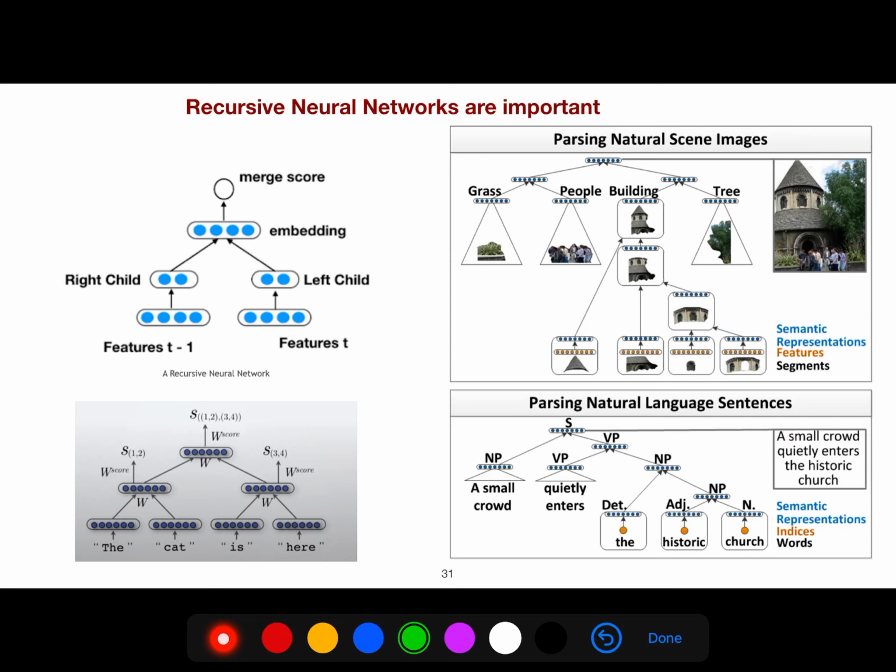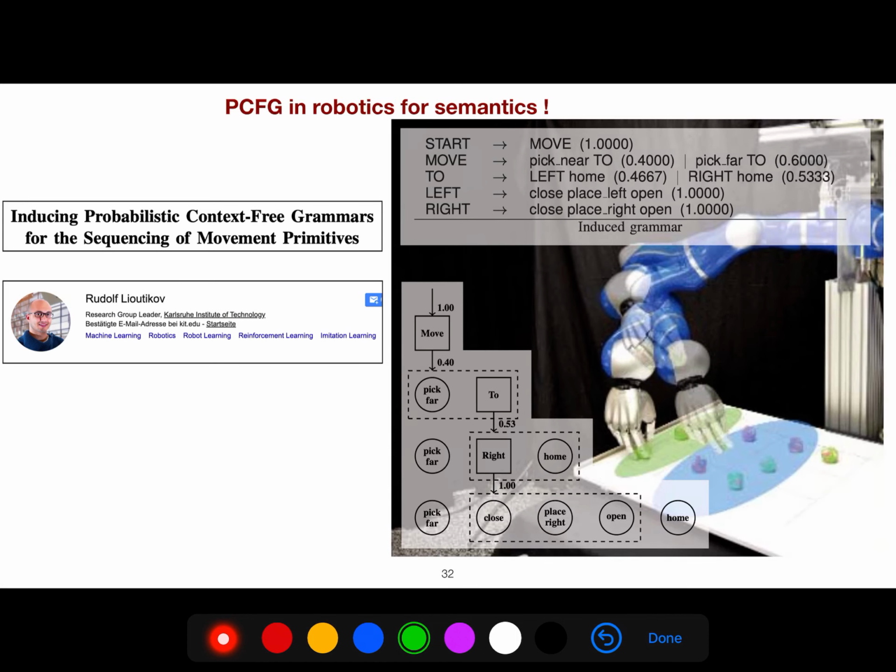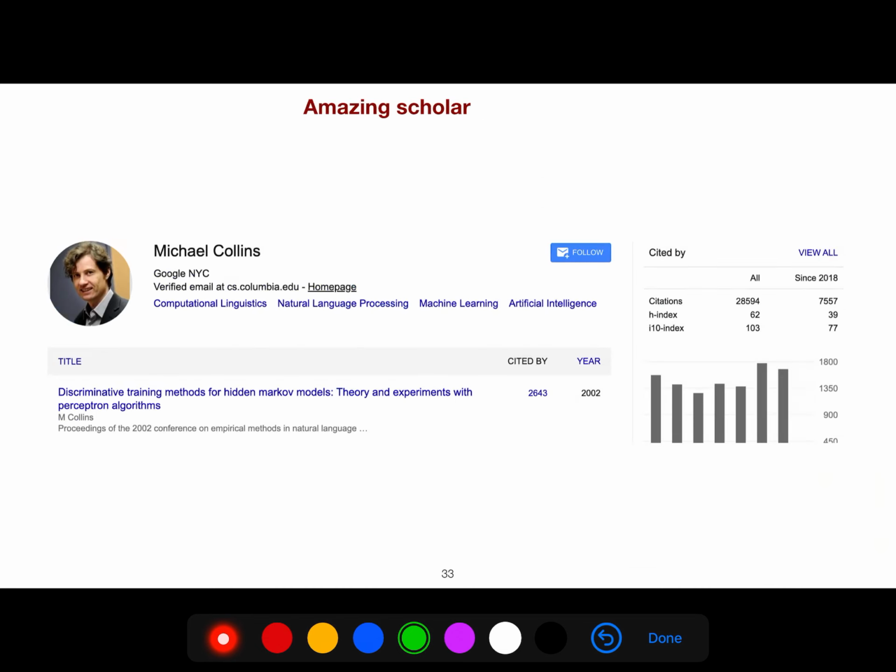And this is a great paper, I think, by Christopher Manning, if I'm not wrong. And this is another application in robotics that we could use these probabilistic context-free grammars. And he's an amazing scholar, Michael Collins.